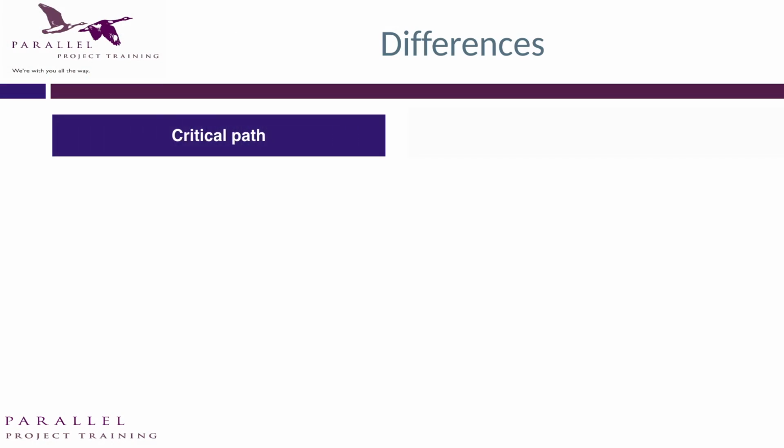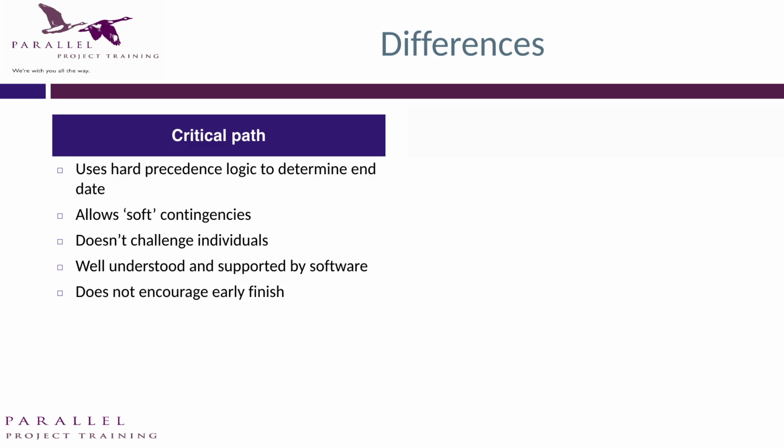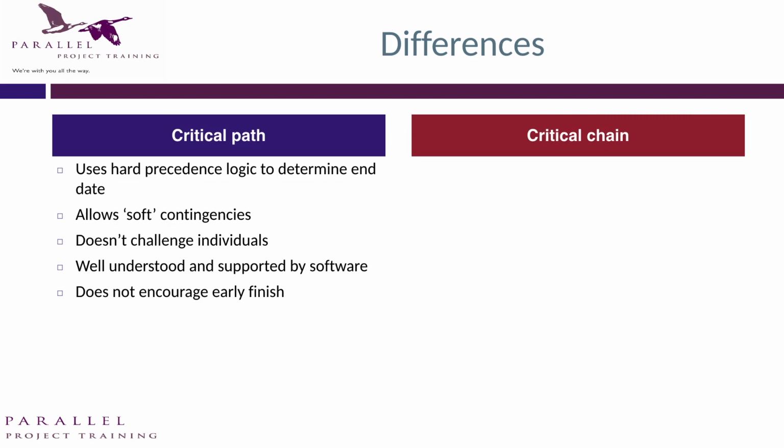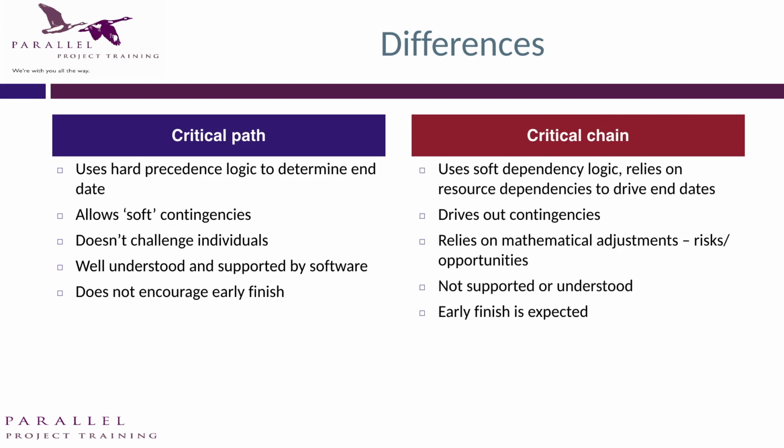So critical path focuses on the logic. It allows for some form of contingencies. It doesn't recognise individuals as individuals. It treats people as resources. Critical chain is where the dependencies depend upon the resources we use. It pulls the contingencies outside of individual tasks and shares them across the projects.